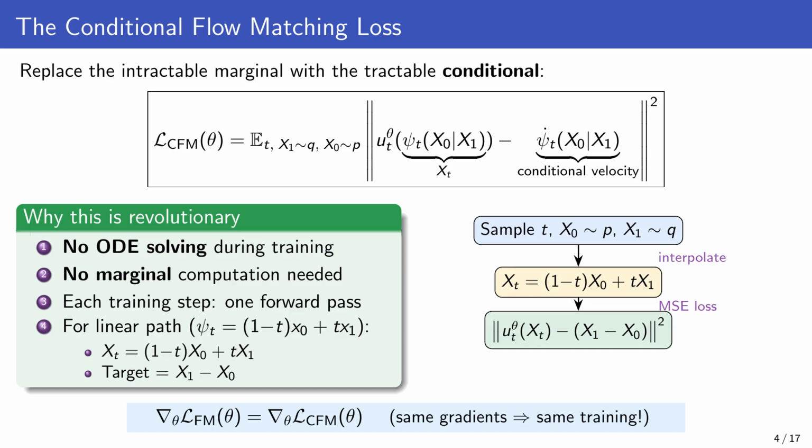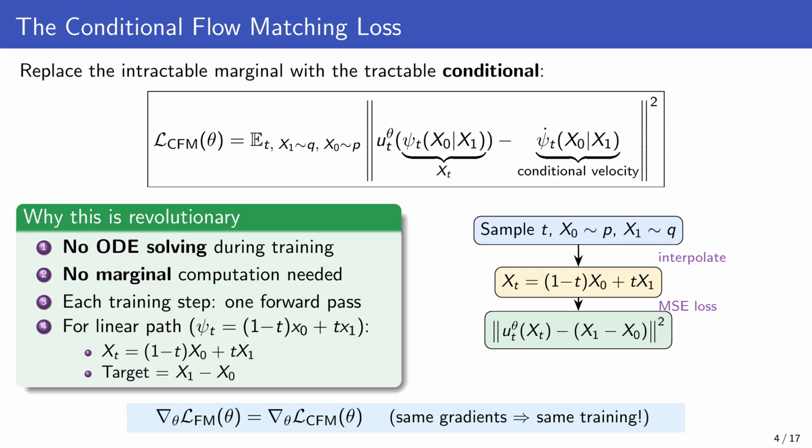Here is the conditional flow matching loss, and this is really the core formula of the entire course. Instead of regressing onto the intractable marginal velocity, we regress onto the conditional velocity. The procedure is: sample a time t, sample a noise point x0 from p, sample a data point x1 from q, compute the interpolated point xt using the conditional flow psi t, and then train the network to predict the time derivative of that conditional flow.